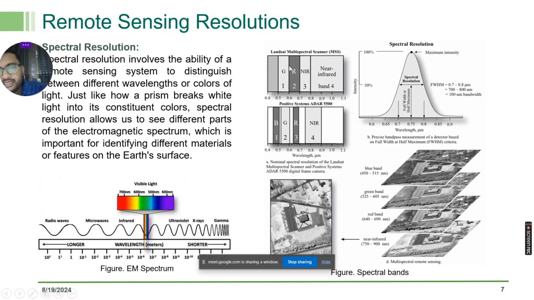So here you can see this is green window one band, red window one band, near infrared window one band, and near infrared, this is band number 4. So here we are using 4 bands.